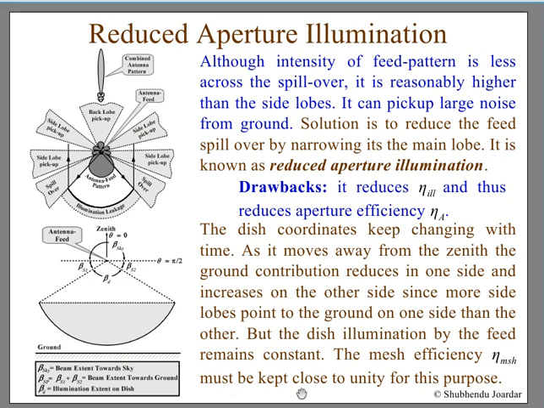The mesh efficiency must be kept close to unity for this purpose. What it means is that if the mesh efficiency is less than unity, you will have leakage through this mesh. So at different angles of the dish, you will receive ground contributions through this leakage, and the antenna temperature will change with it. So it is better that you make this as opaque as possible. Don't let it be transparent, so that it picks up the ground temperature.